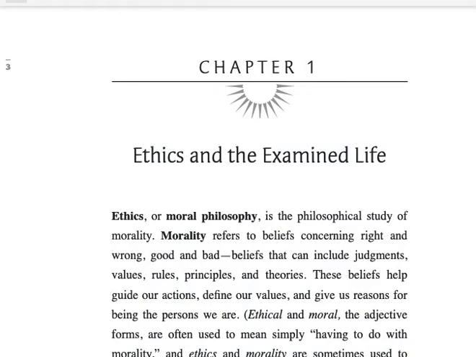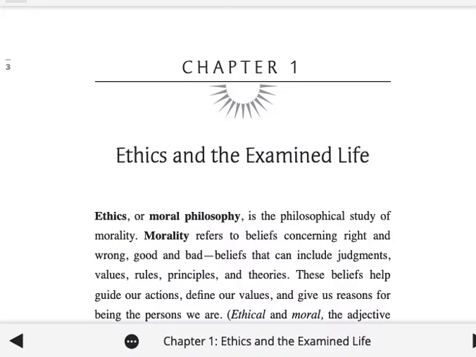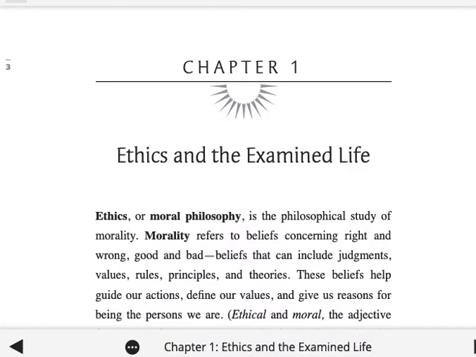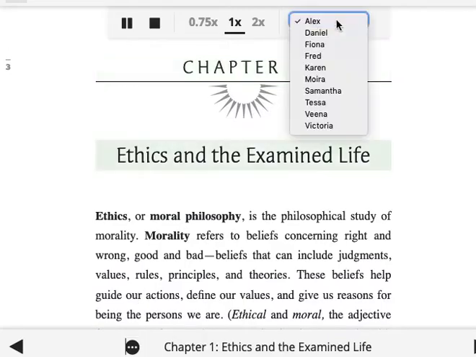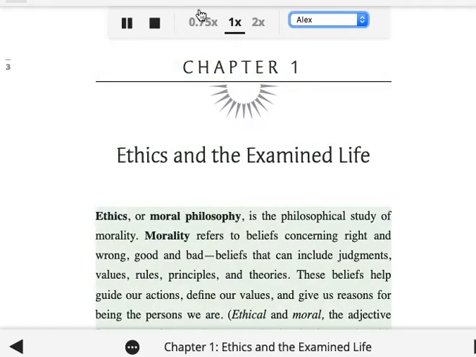One more thing before we get started is I found a kind of cool tool that I suspected existed, but I didn't know because I hadn't examined it. Remember I talked about doing a first reading? If you prefer or want to read along, you can do a read aloud: Chapter 1, Ethics and the Examined Life, Ethics or Moral Philosophy.